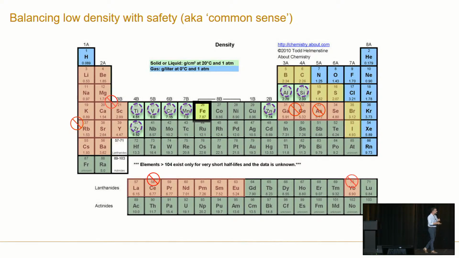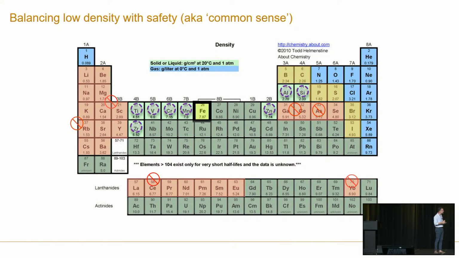So what we did is we look at the periodic table. If you look at iron as the baseline, it's got a density of nearly 8 grams per cubic centimeter. And you cross out things that are sort of dangerous or explosive in red, things that are sort of toxic or gases you can't use.